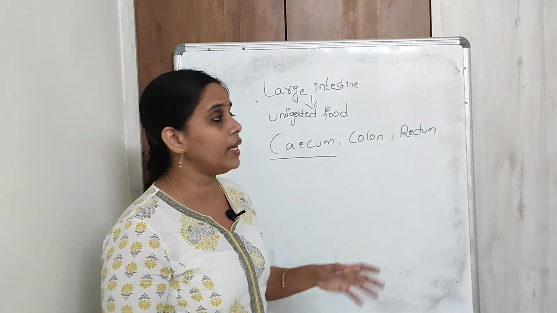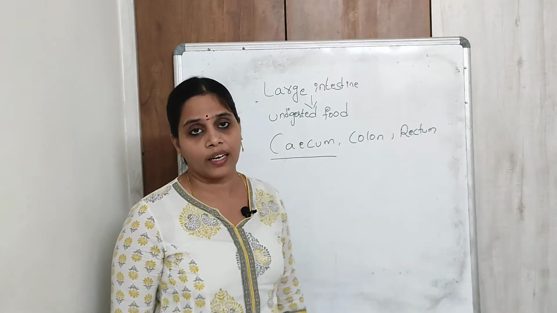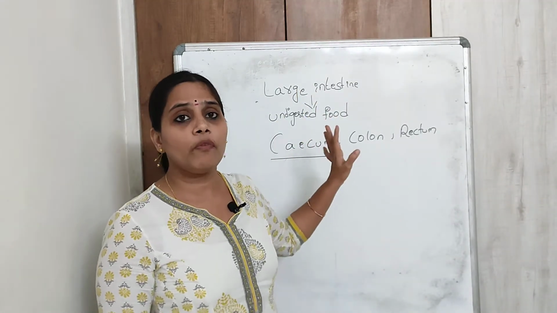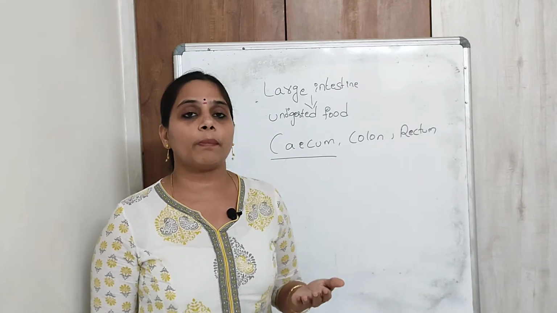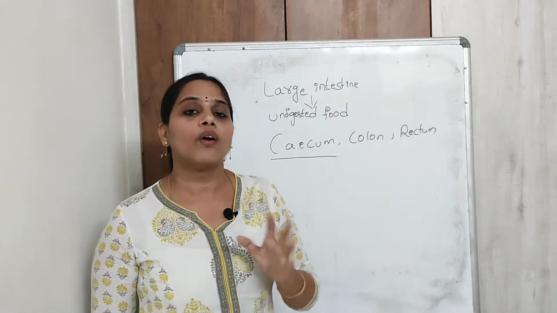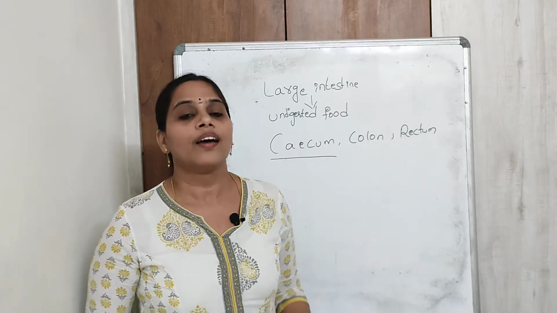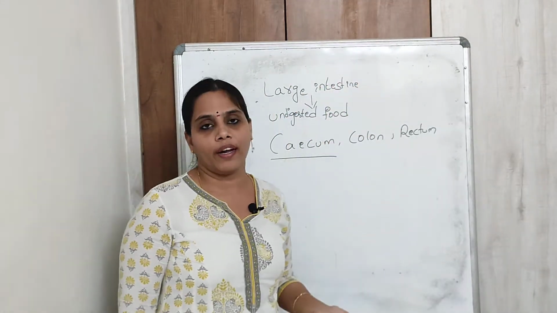The small intestine is the longest part of the alimentary canal, yet it is called small intestine, while this one is called large intestine. The reason is that the name was given not depending upon the length, children, but upon the width. The large intestine is wider compared to the small intestine. That's why here it is large intestine, and there it is small intestine.